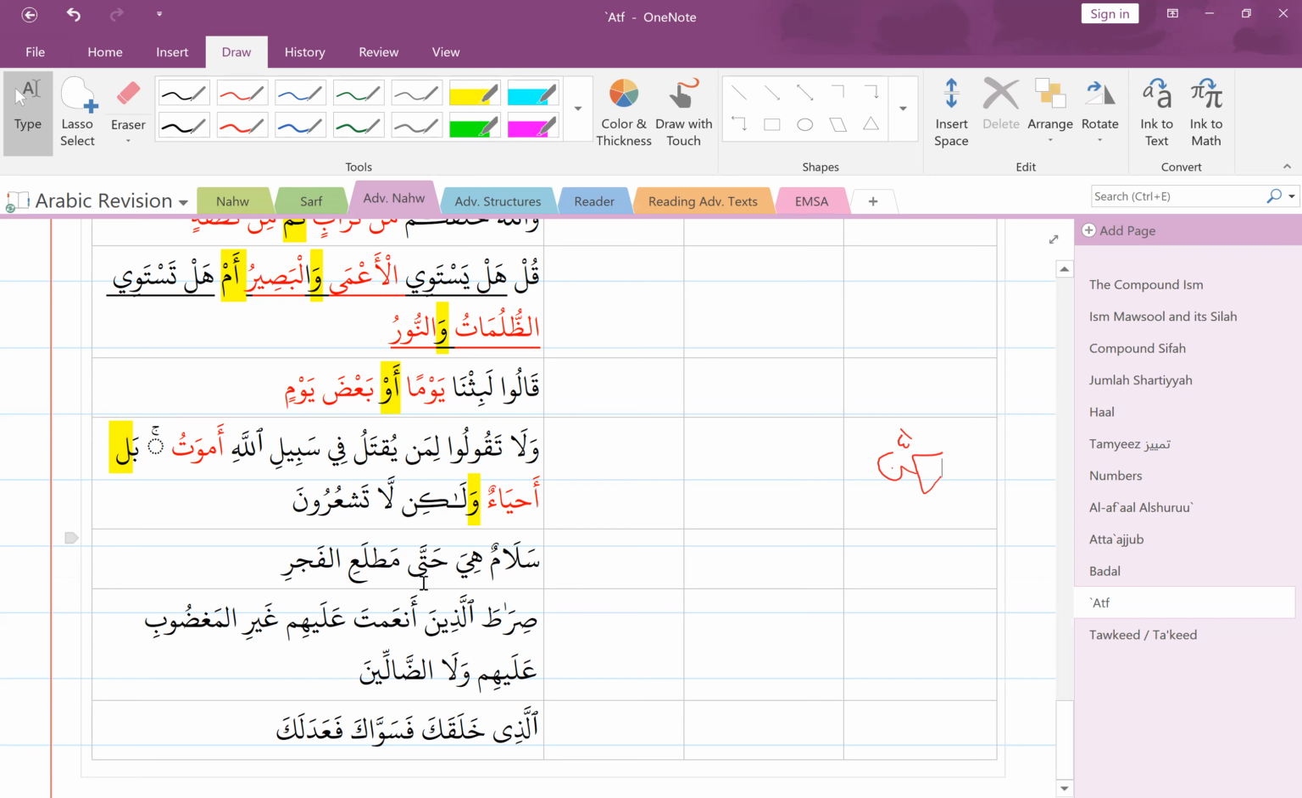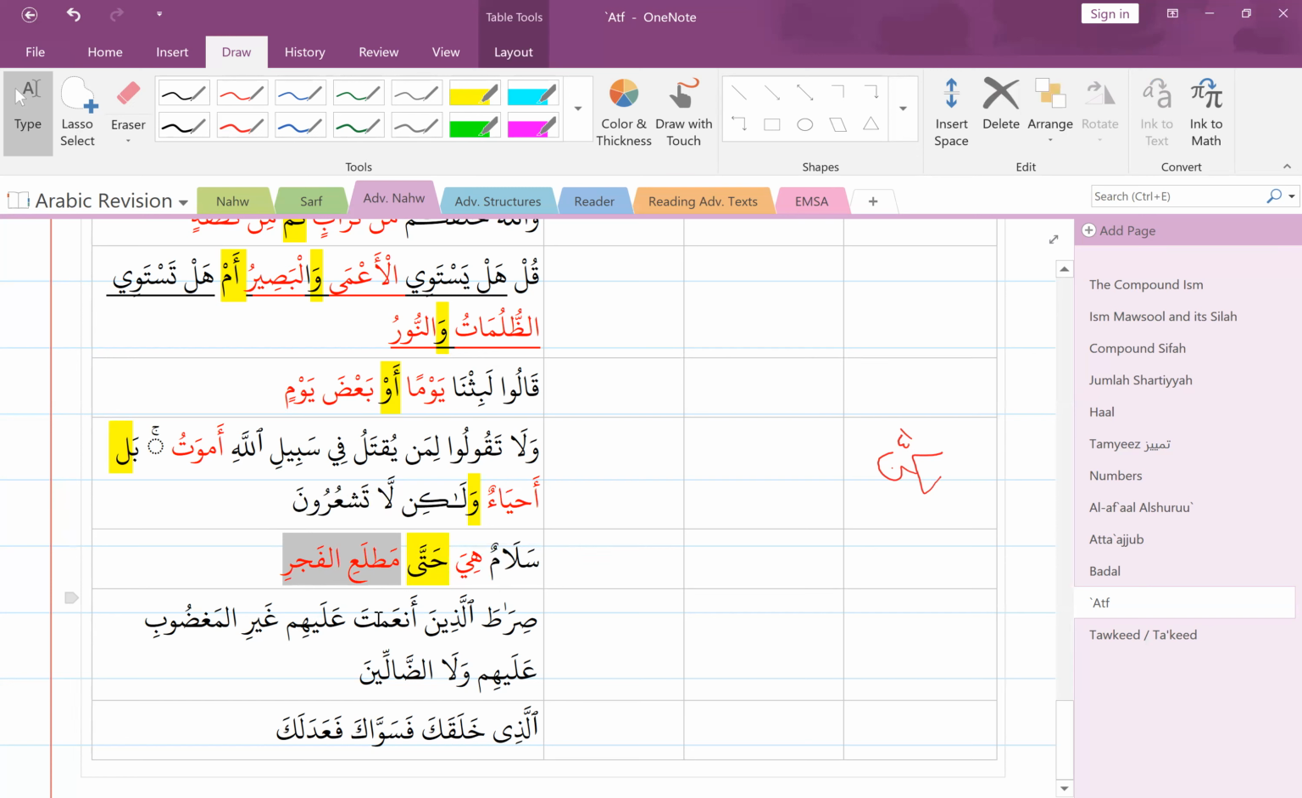Okay. Salamun hiya hatta matla'il fajri. So hatta is harf atuf. So hiya is matuf alayh. Matla'il fajri is matuf. And this is considered as one word because it's مضاف مضاف إليه, the إضافة. You can also see in the meaning, it means all the way up until the end. حتى مطلع الفجر, like up to the morning. So it shows the end of something or the extent of something.